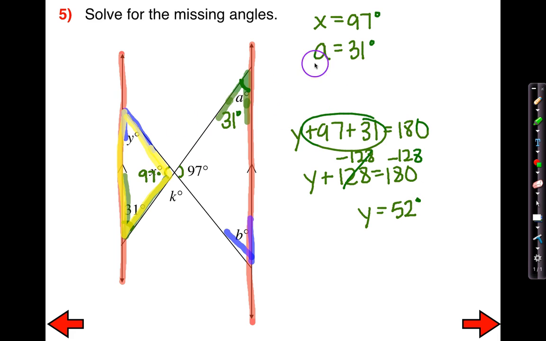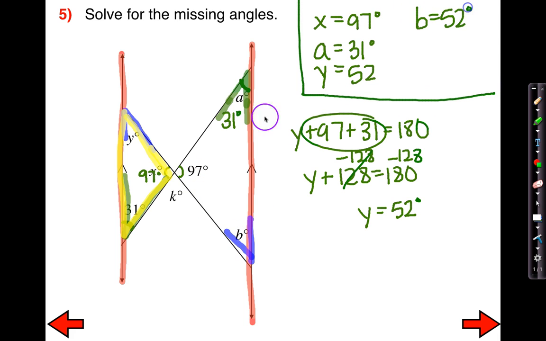So now that I know that Y is 52 degrees, that tells me a little bit more information, doesn't it? It also tells me that B is also 52 degrees since they are alternate interior angles. Now the last one I need to find is K. How am I supposed to figure out K?